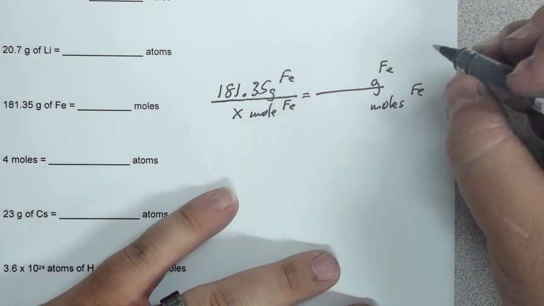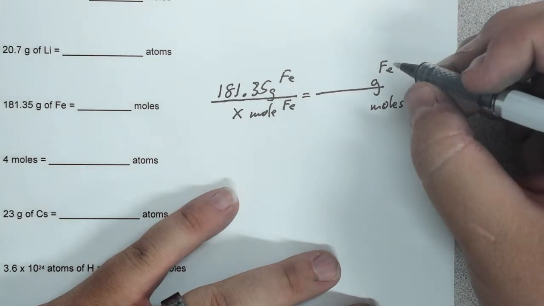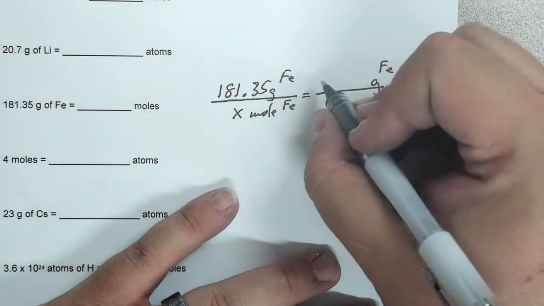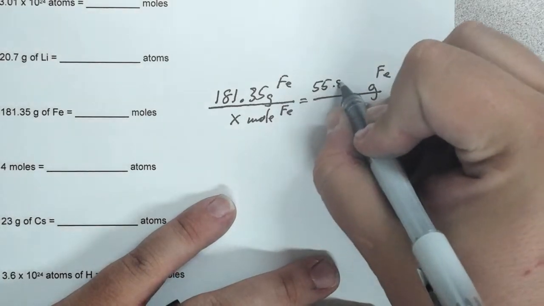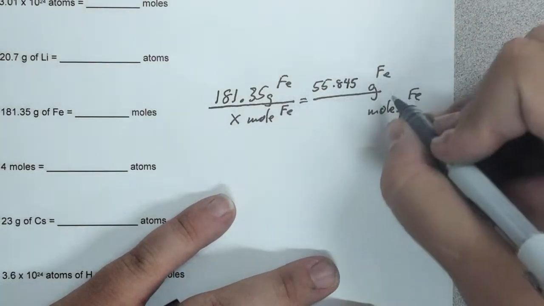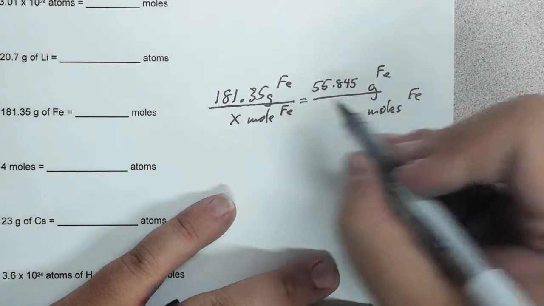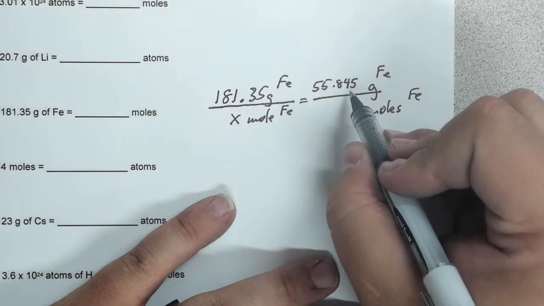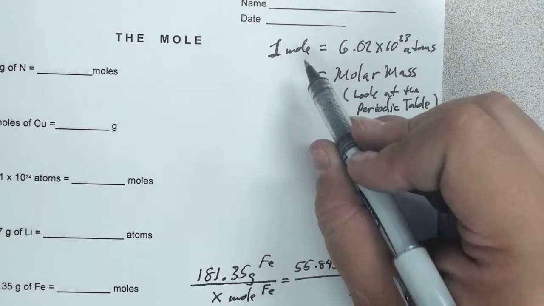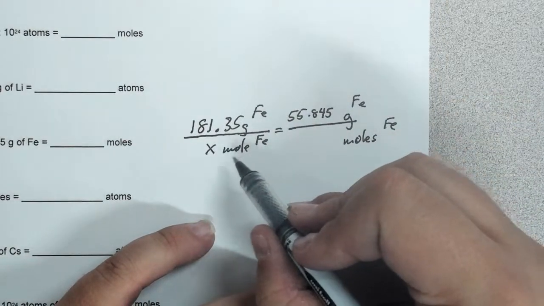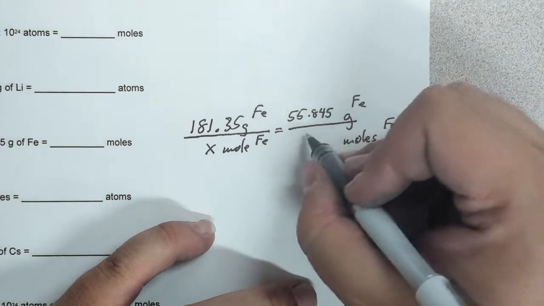The mass number for iron is 55.845 grams. So I'm going to write that for this problem, 55.845 grams of iron. This number is the molar mass. This molar mass, when I look back at it, is equal to 1 mole. So where this says mole, this needs to say 1 mole.